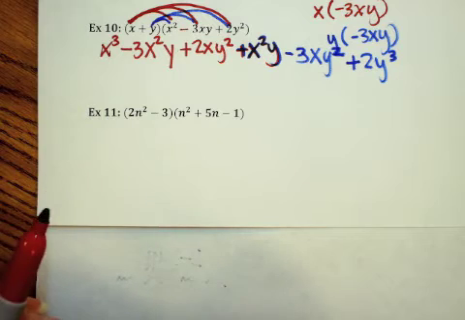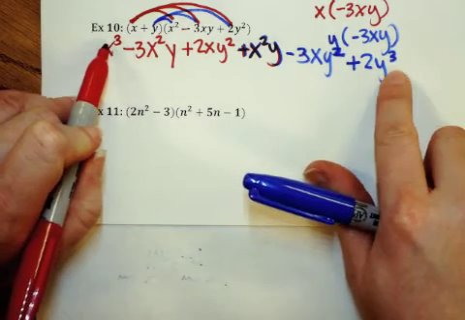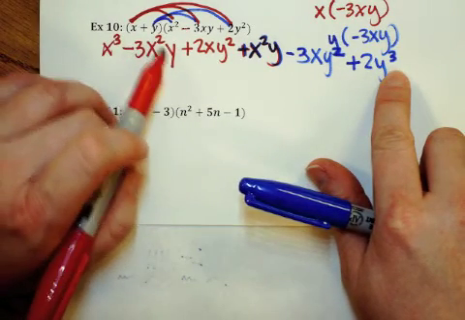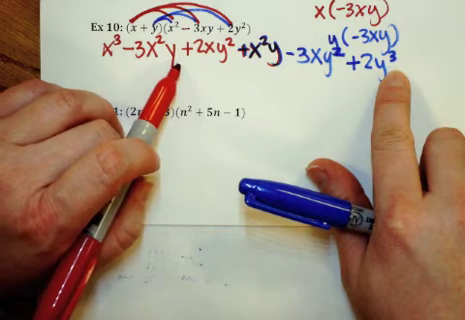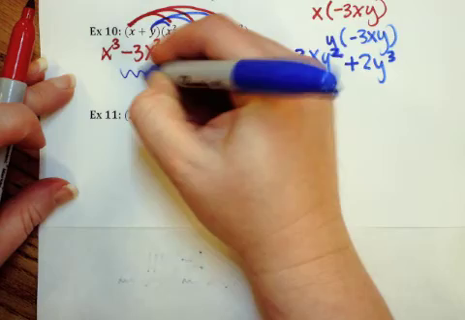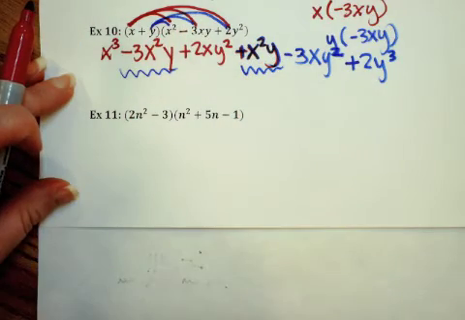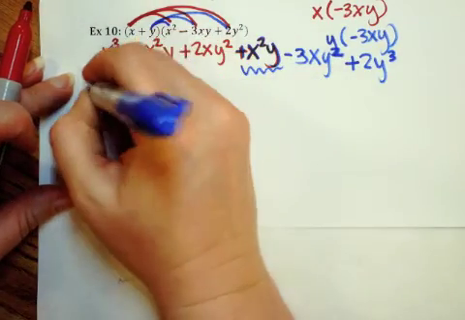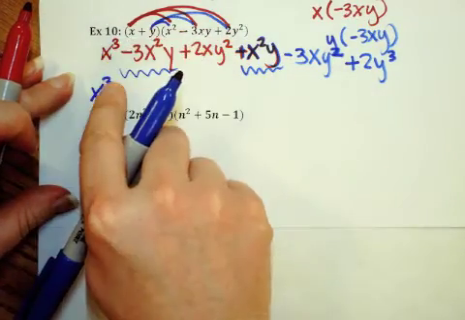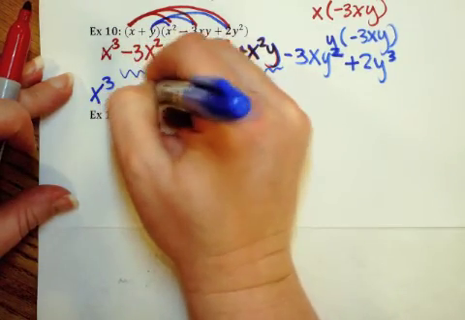Exactly the same variables and exponents. So I've got an x cubed. I don't have any other x cubes. I've got a minus 3x squared y. Do I have any other x squared y's? I do. So I got a minus 3x squared y and 1x squared y. What is negative 3 plus 1? So no other x cubes. I'll write that down. Negative 3 plus 1 is minus 2x squared y.